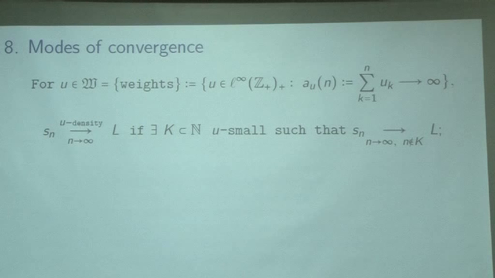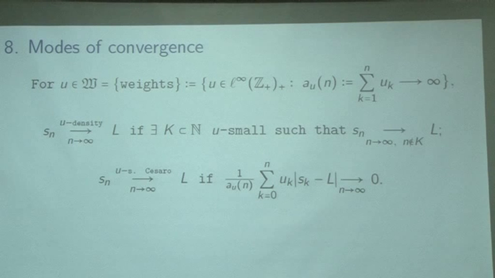And then we tend to something of a new density, so for some weight. If it's a U small set, then away from the U small set, you converge. And U small is the same as what we had before. The sums of the U's on the K up to N is much smaller than the total sum up to N of the U's. So if U equal to 1, it would be density 0.